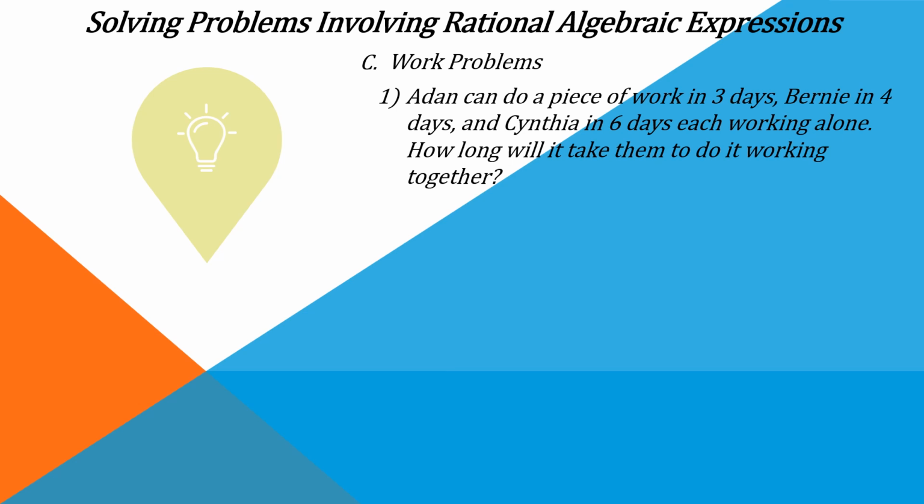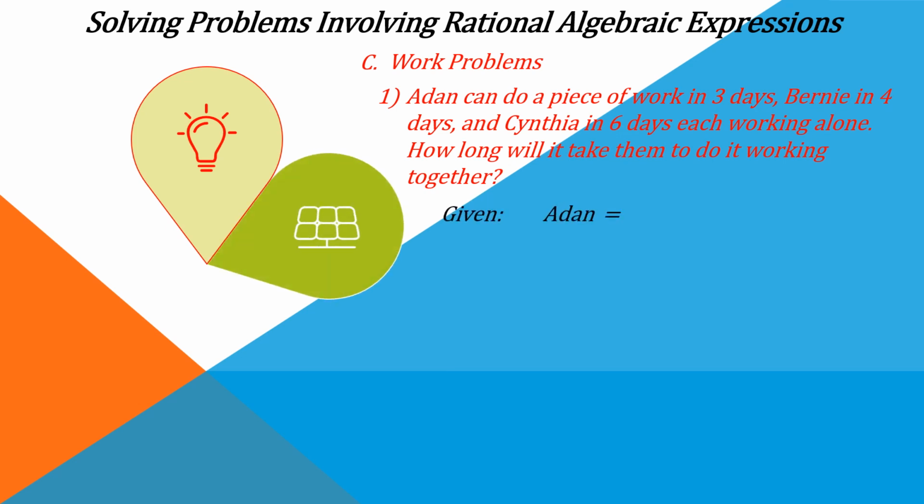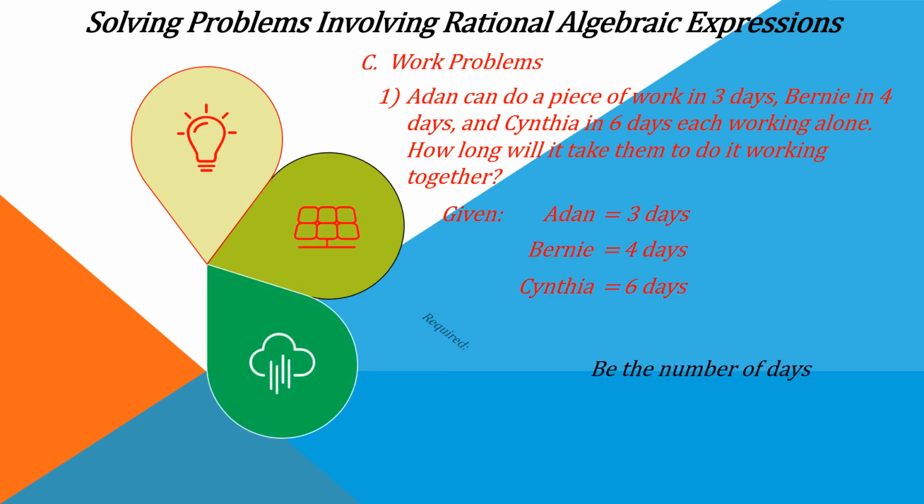So in this example, if they are working individually on a certain job, Adam can do the job in 3 days, Bernie in 4 days, and Cynthia in 6 days. But if they work together, we are required to find how long it will take them. Now, let us take the given. Adam is 3 days, Bernie is 4 days, and Cynthia is 6 days. To get the job done per day, let us now solve this problem.